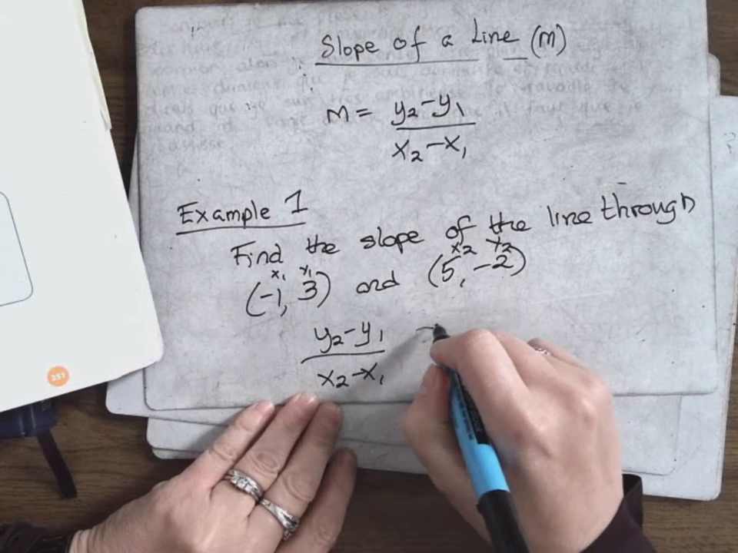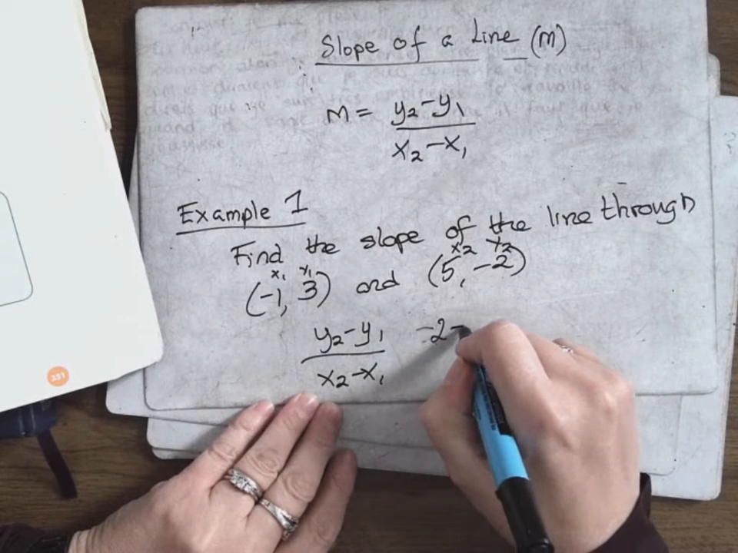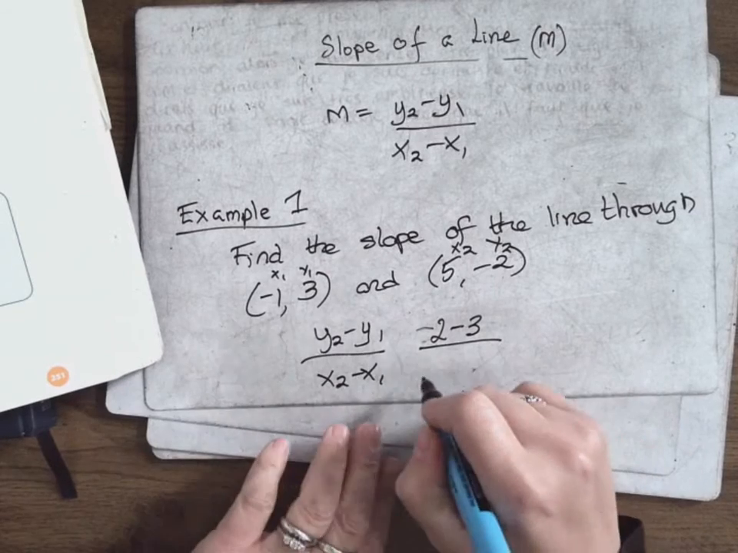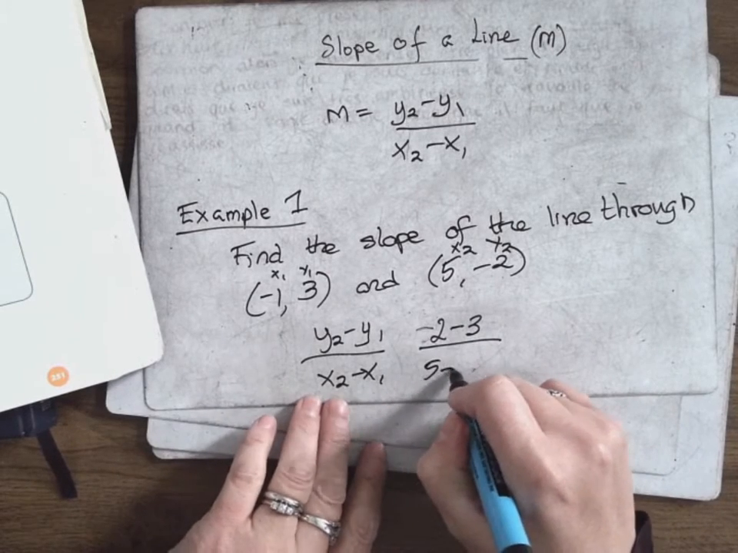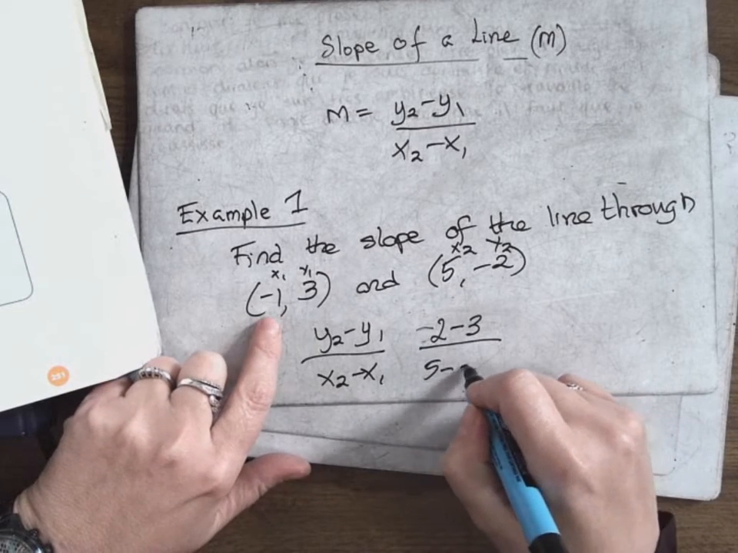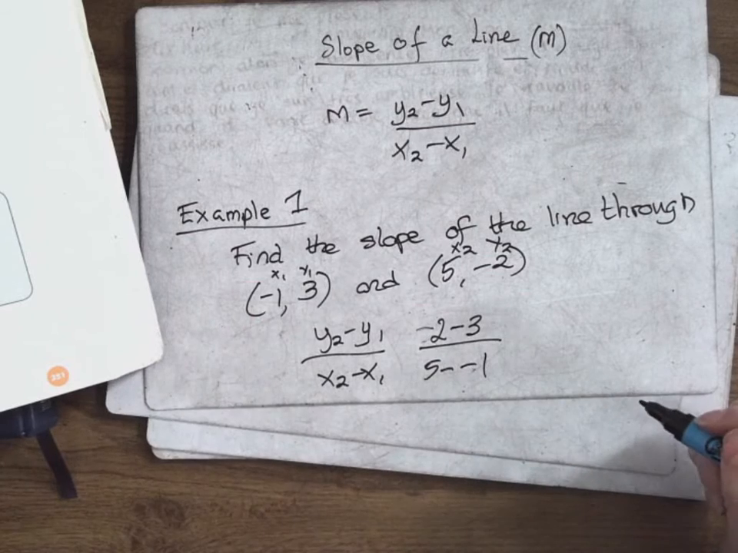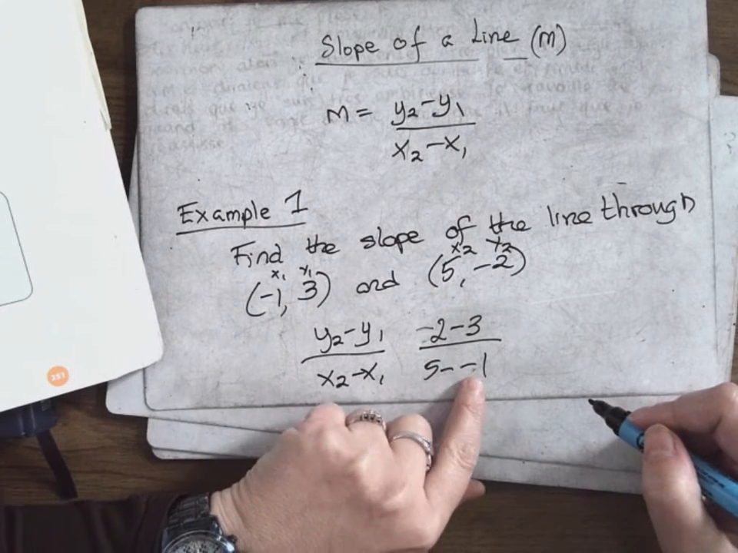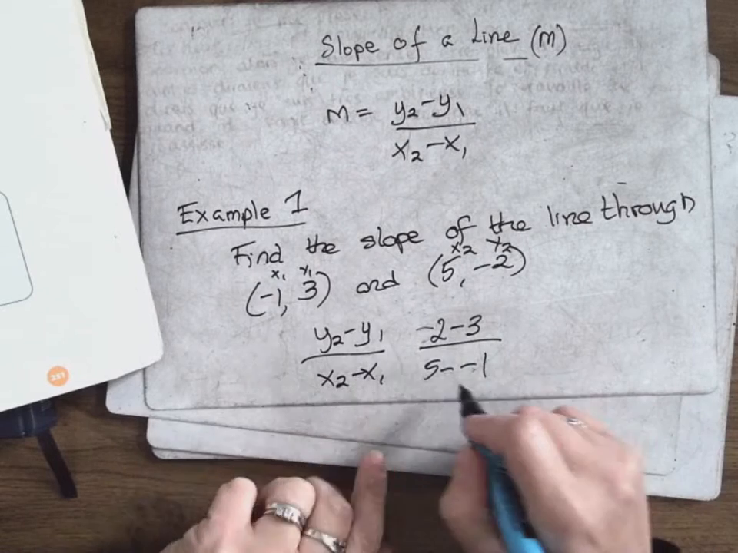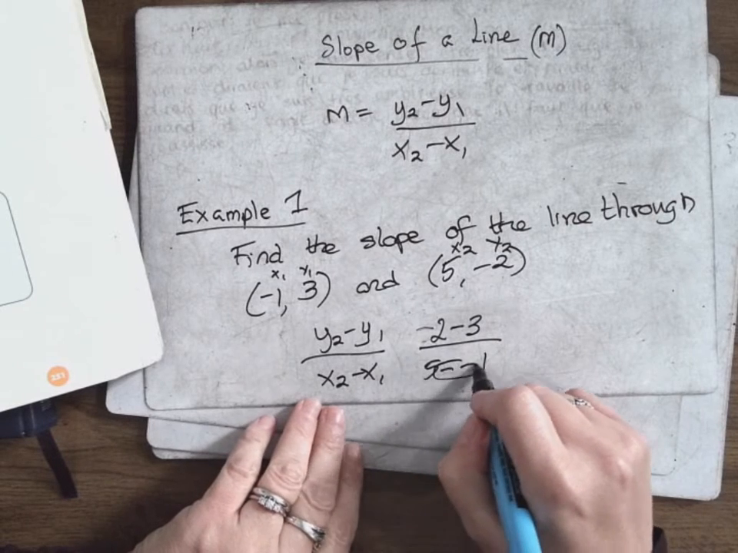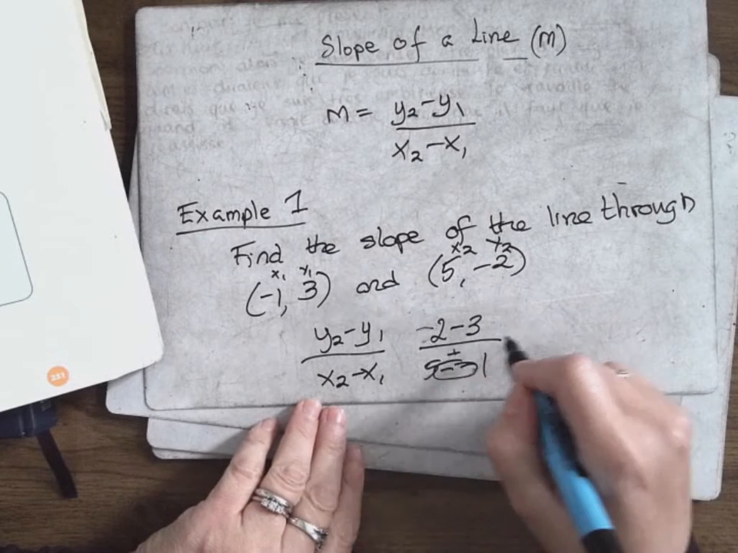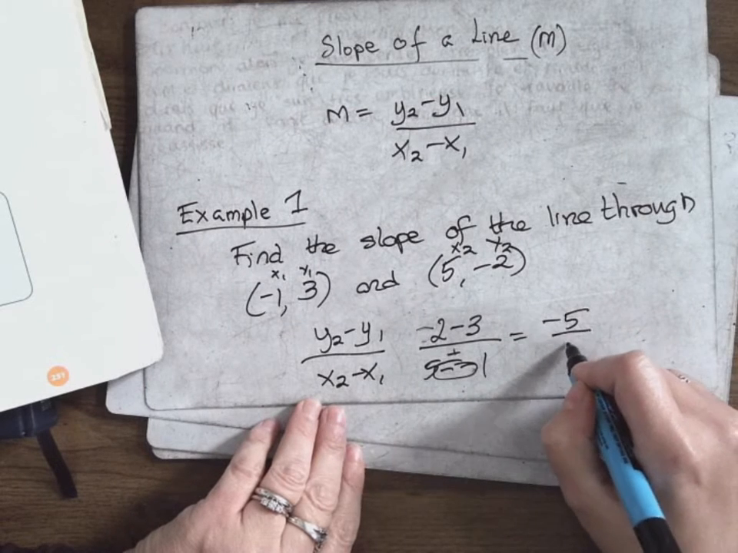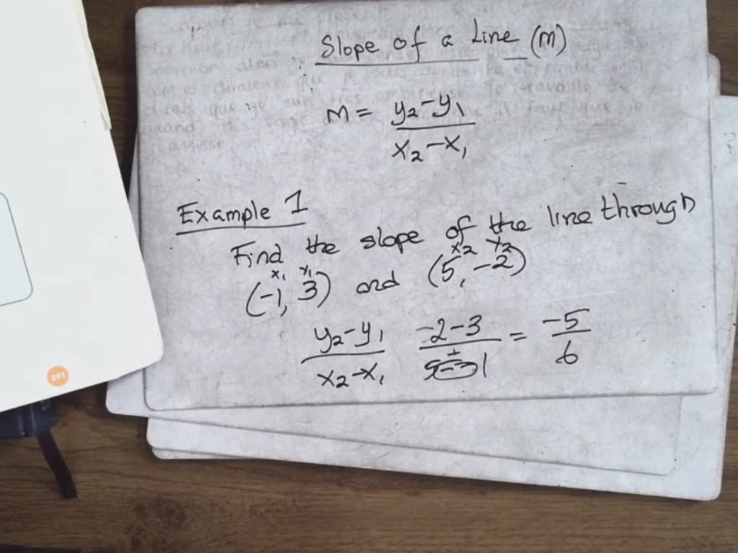So y2 is minus 2, minus y1 is 3, all over x2 is 5, minus, and then x1 is minus 1. So does everyone see how I've ended up with the two minuses in a row? First minus came from the formula, the second minus is part of x1. But two minuses in a row actually makes a plus. So on top I have minus 5, on the bottom I have 5 plus 1 is 6, and that's my slope, minus 5 over 6.